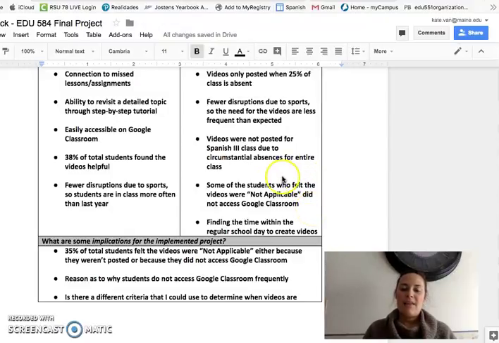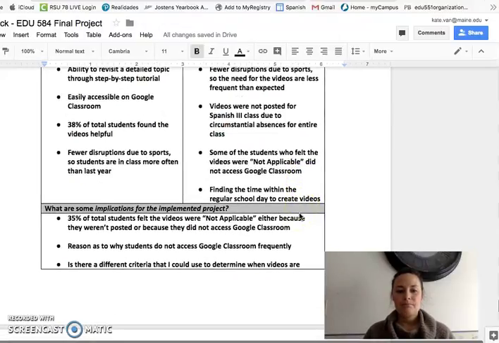And then down here, some of the students who felt the videos were not applicable did not actually access Google Classroom. So the students who chose not applicable on the survey, most of them were Spanish 3 students, but others were students who just did not access Google Classroom at all and didn't know anything about the video being posted. I'm going to discuss that data in just a little bit.